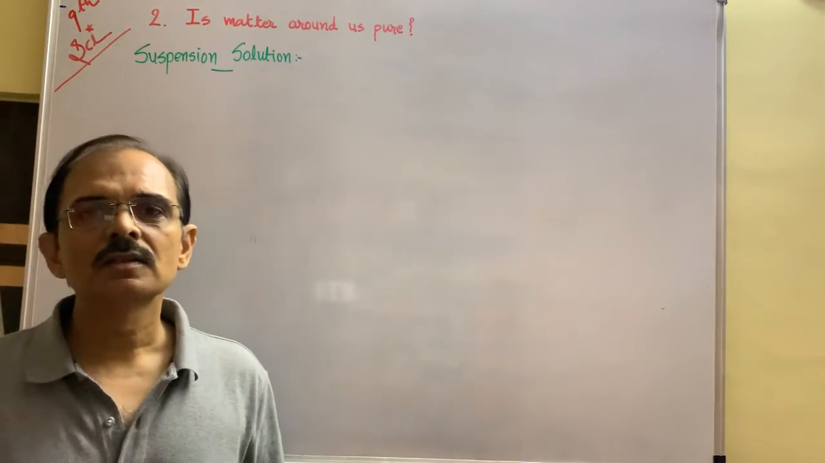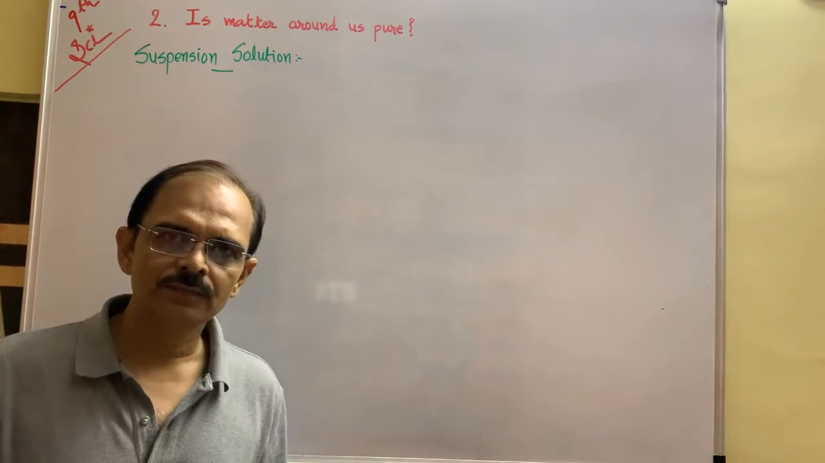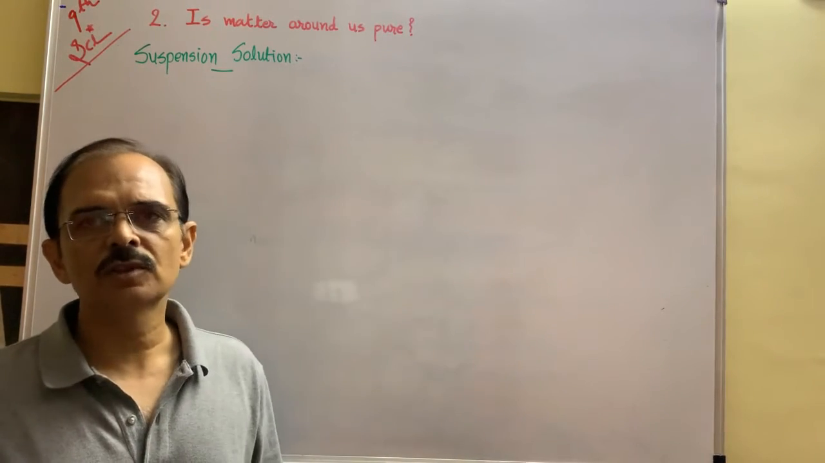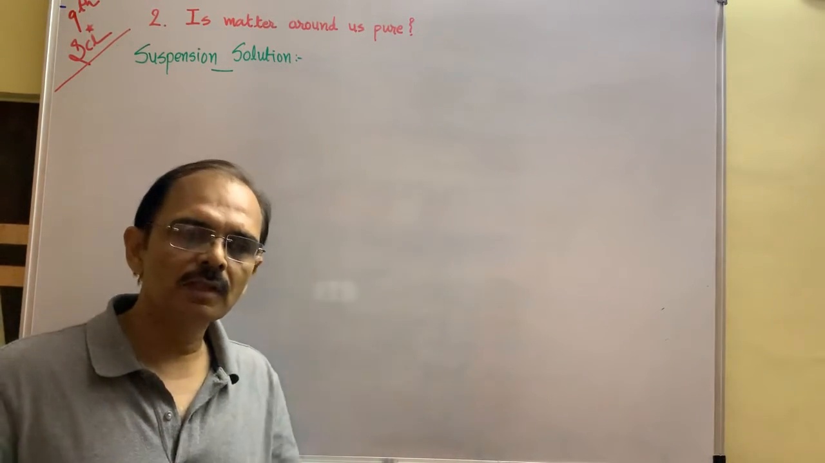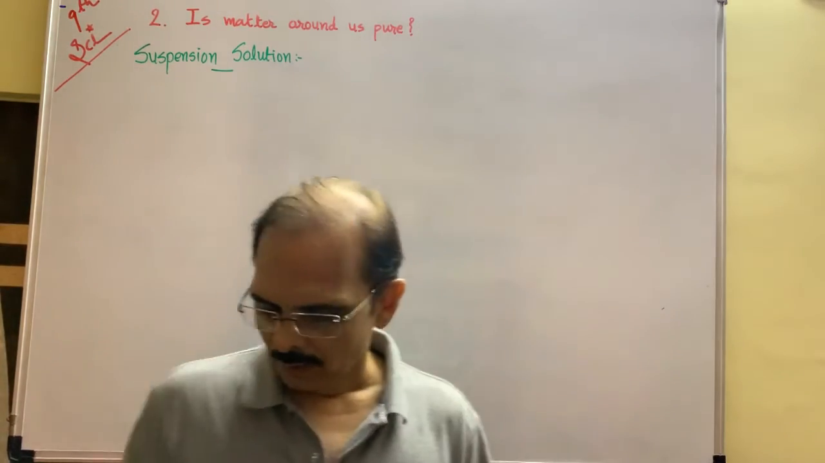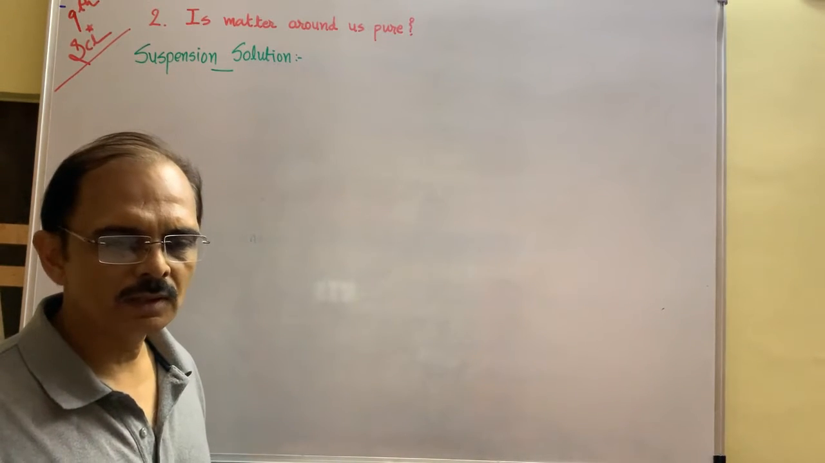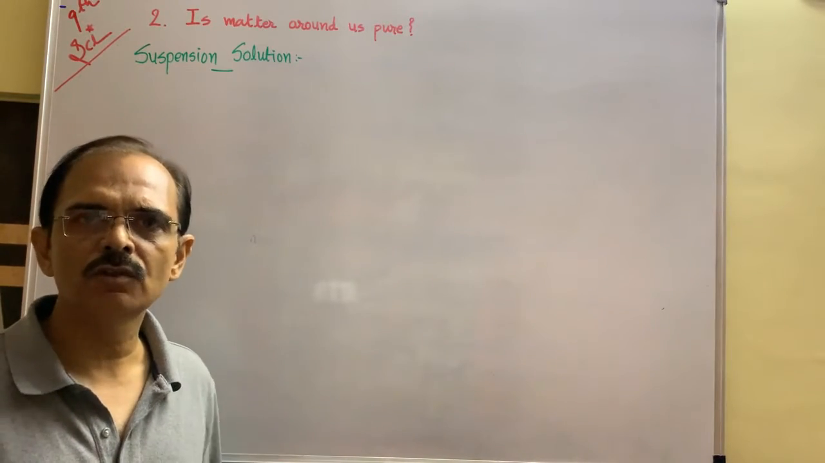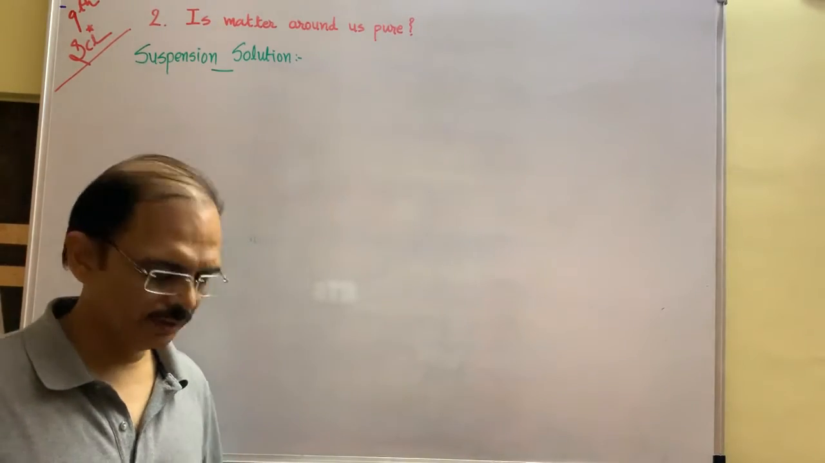So you can say what? Suspension solution means the solute particles are not dissolved. We can see the particles, means the diameter or size of the solute particles in the suspension solution is far bigger than that of the true solution. You can also say that solute particles settle down at the bottom when we place this solution undisturbed for some time. That is called suspension solution, right?